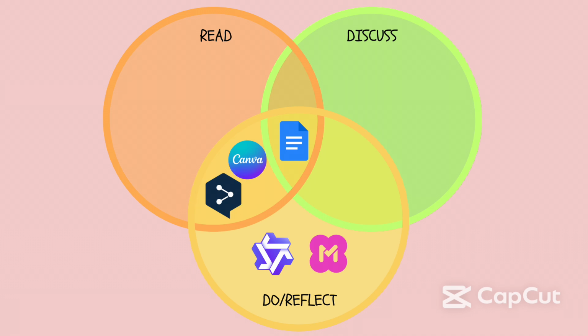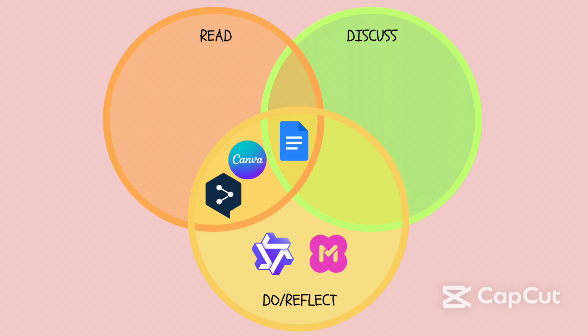I use DeepL to read and do and reflect. I use it to read translated content and to improve my own writing by checking and reflecting on alternative structures in English and Spanish. It improves my language awareness, helps me learn through contrastive analysis, and strengthens both reading and writing skills in a bilingual context.